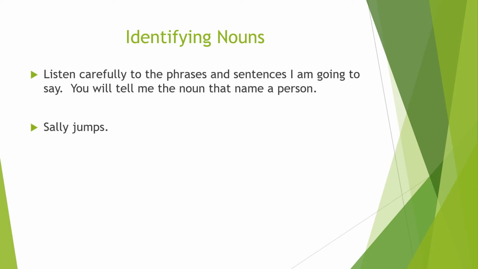Sally jumps. Repeat. What word in that sentence names a person? Sally is our noun. Good job. Bobby works. Repeat. What word in that sentence names a person? Bobby is our noun that names a person. Good job.